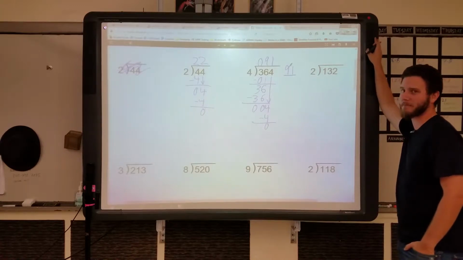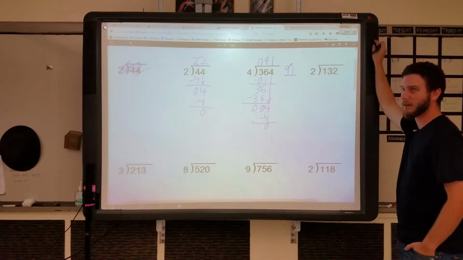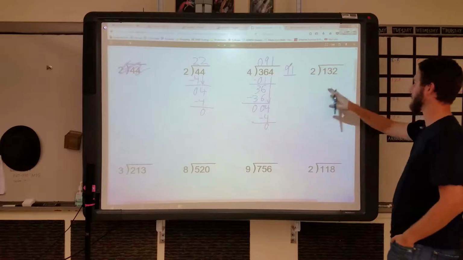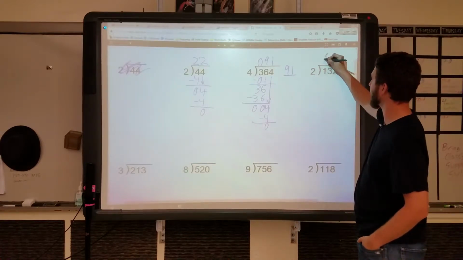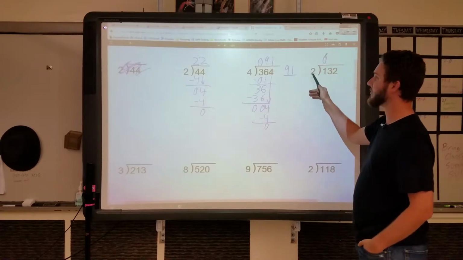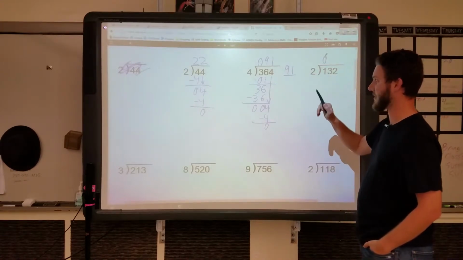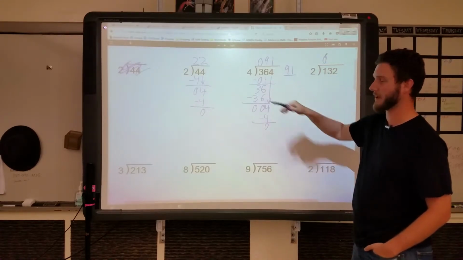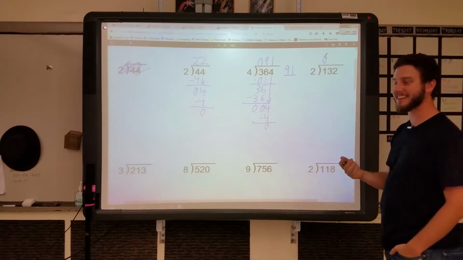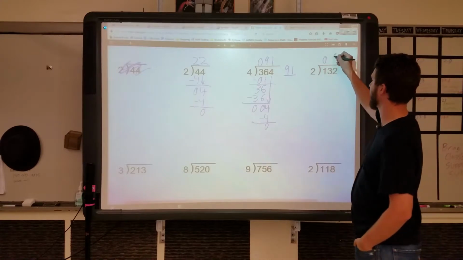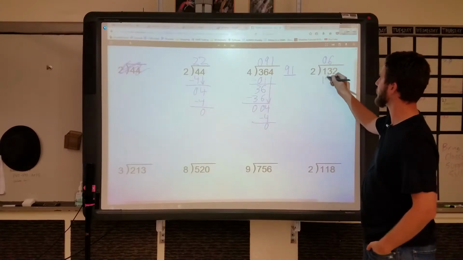Hopefully you took my advice and paused it and tried it on your own, but if not, here we go anyways. 2 does not go into 1, as with the last problem, so we write a 0 above it. 2 does go into 13. I'm going to do this problem without carrying down both numbers. 2 goes into 13 6 times evenly. 6 times 2 gives me 12.